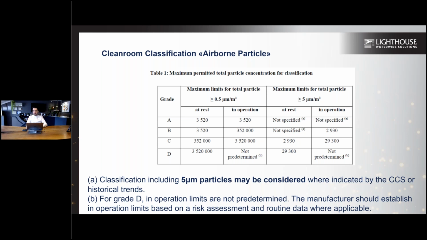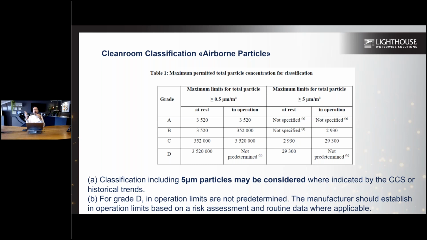By saying this, if you still believe that this limit is important for your operation, even if it's not specified in this document, you can still include these 5 microns in grade A and also grade B at rest conditions, and you can have your own limit. The reason I'm saying this is that we used to have this for classification purposes. We used to have 1 cubic meter of air sampled in grade A with 0.5 and 5 micron.